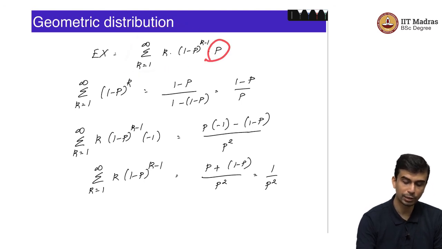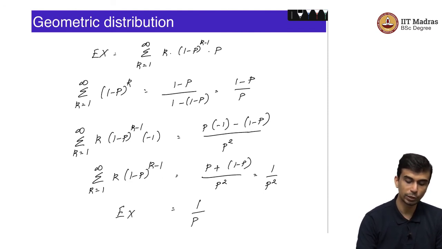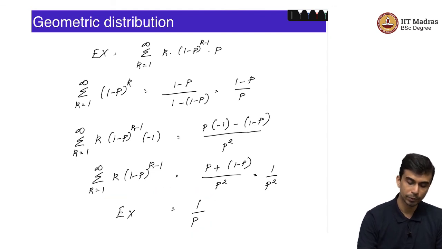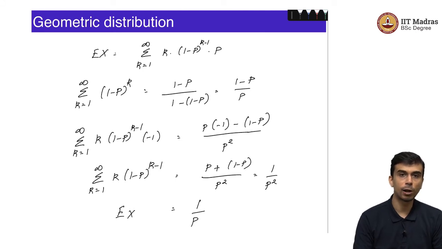Right. So, the sum over k equal to 1 to infinity of k into (1 minus p) power k minus 1 is 1 by p squared. But what do we want? We want that sum multiplied by p. So, we have that EX is simply equal to 1 by p, which does agree with our intuition. That is, if p is small, you expect more coin tosses to get to a head.